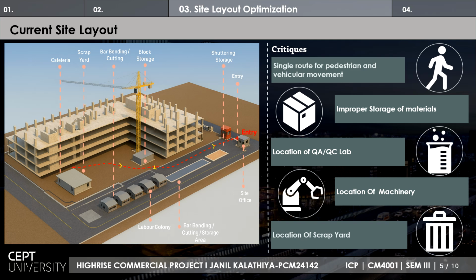The location of machinery was also criticized, where the two bar bending machines, and the cutting machine and the bar bending machine, were located in different locations. The scrapyard was located far away at the corner of the site, on the far opposite side of the entry. So when scrap had to be transferred or taken out of the site, the vehicle had to enter to the corner of the site to take out the scrap. It will cause a disruption while construction execution is going on.